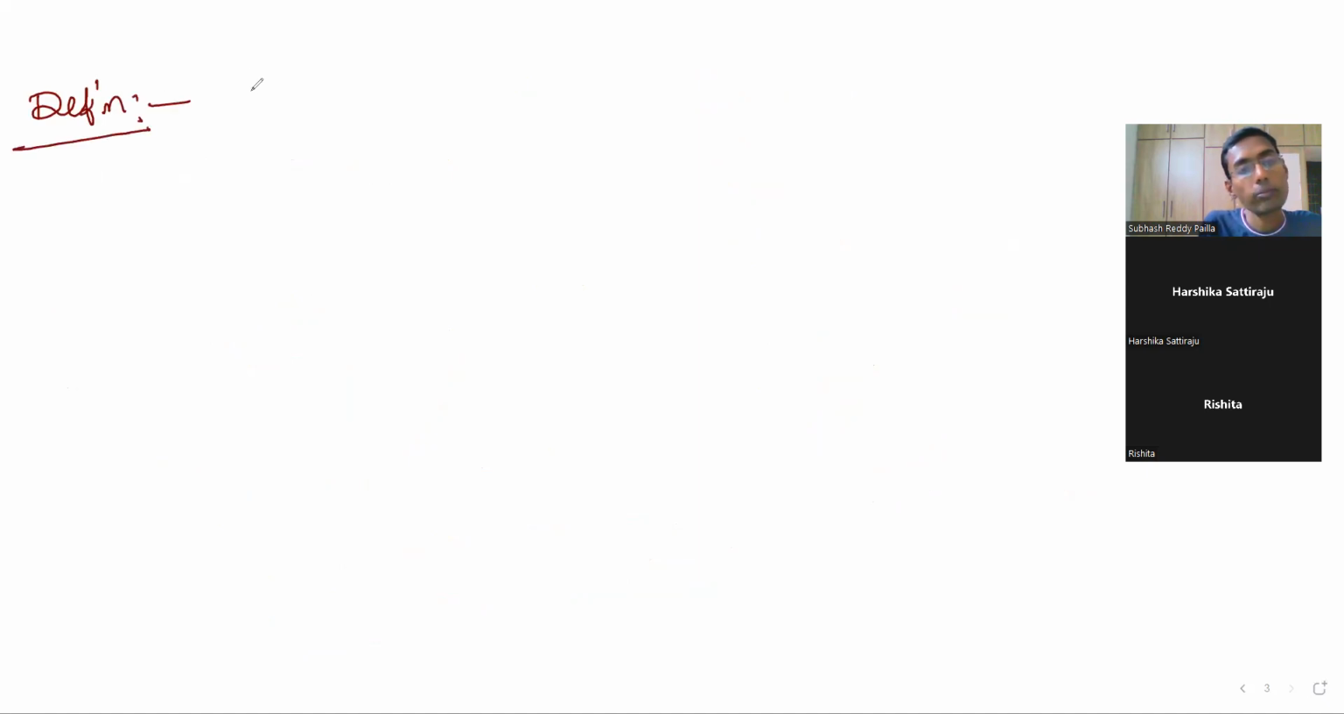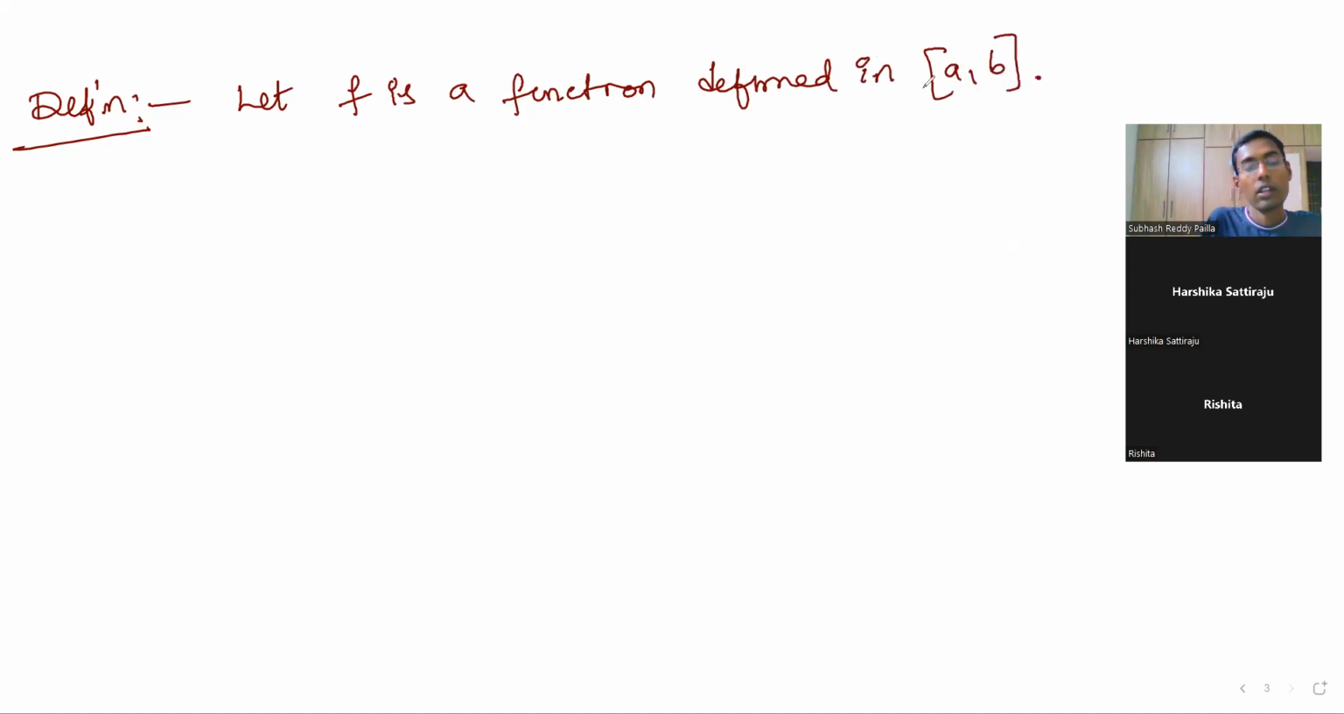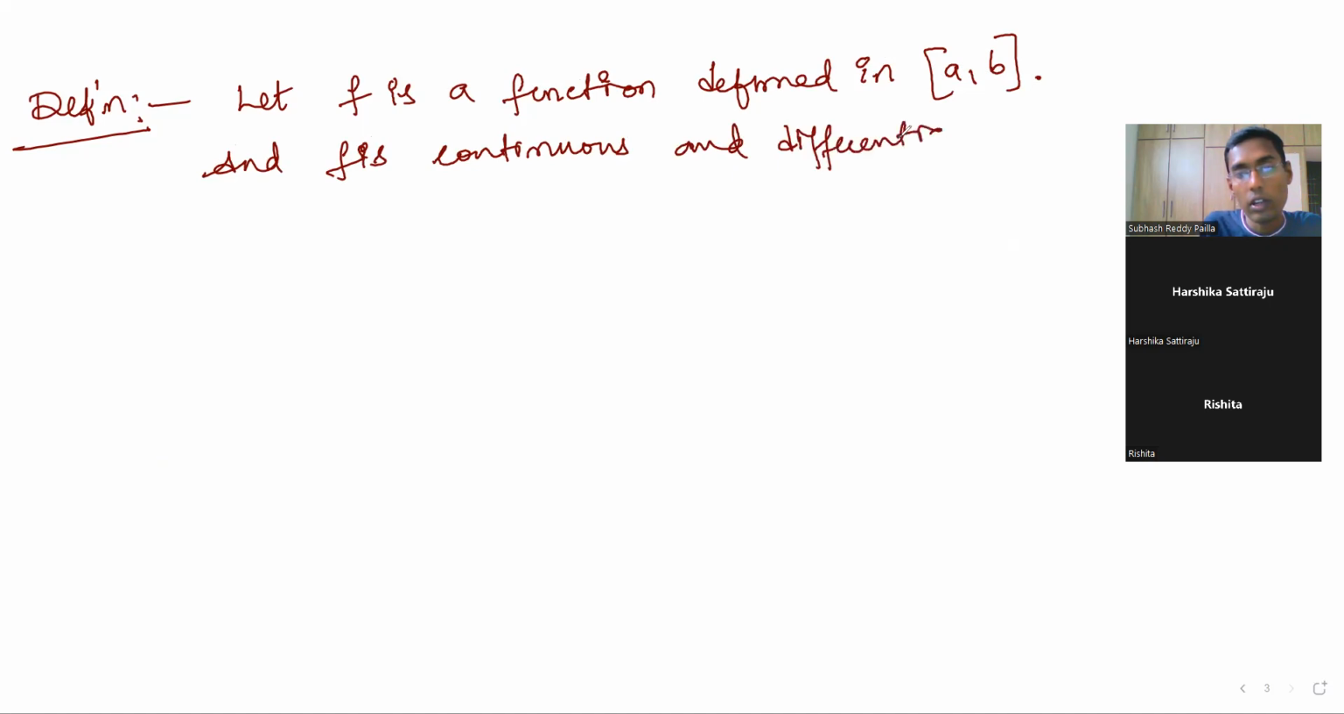Let f be a function defined in the interval a to b, and f is continuous and also differentiable in a to b. The function should be continuous.